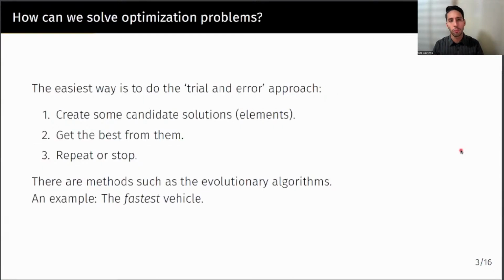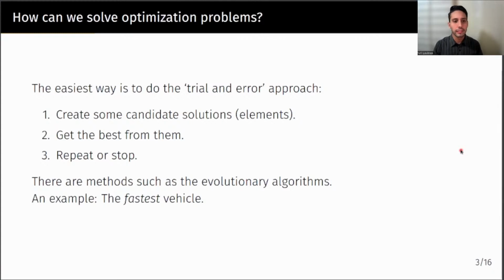But how can we solve optimization problems? Well, the easiest way is the trial and error approach. We create some candidate solutions, and we get the best from them. If you are satisfied with the best solution, you can just stop and move on to do what you want. But if you feel that you can get better, you restart the process from step one and then move on to step two again. There are other, more elaborate methods, such as evolutionary algorithms.